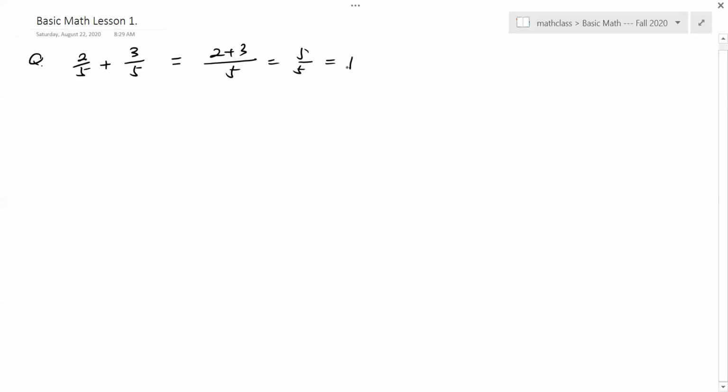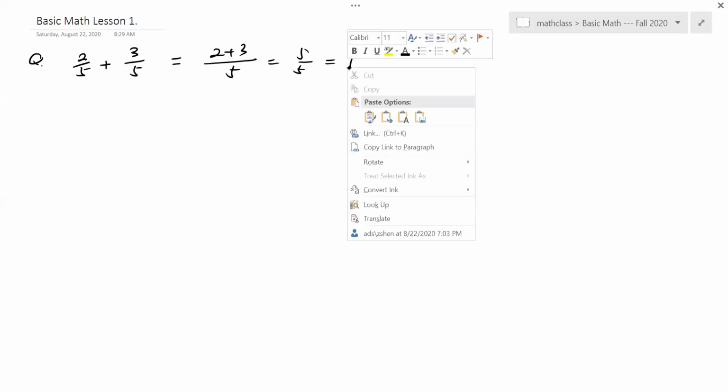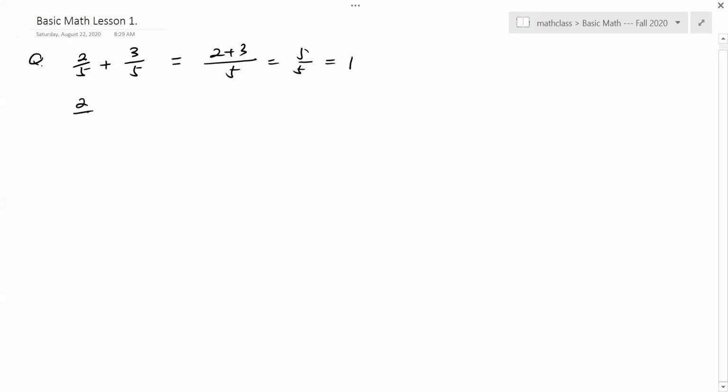Now, if you put a negative sign, if it's subtraction, you will do the same. Okay, subtraction, you will get 2 minus 3 over 5, which is negative 1 over 5. So it's a negative 1/5.